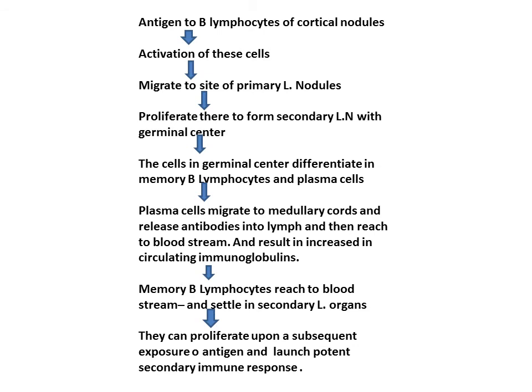The activation of the B lymphocytes by the antigen in the cortical nodule leads to the activation of these cells, and they migrate to the site of the primary lymph nodule, and the primary nodule proliferates and turns into a secondary nodule with the appearance of the germinal center. The cells in the germinal center differentiate into memory B cells and plasma cells. These plasma cells then migrate to the medullary cords and release antibody into the lymph, which then reaches the bloodstream and results in an increase in circulating immunoglobulin.